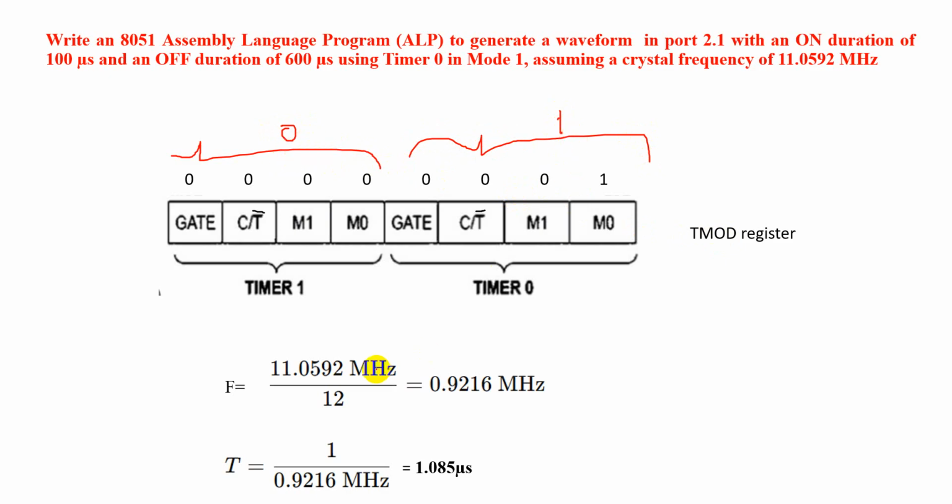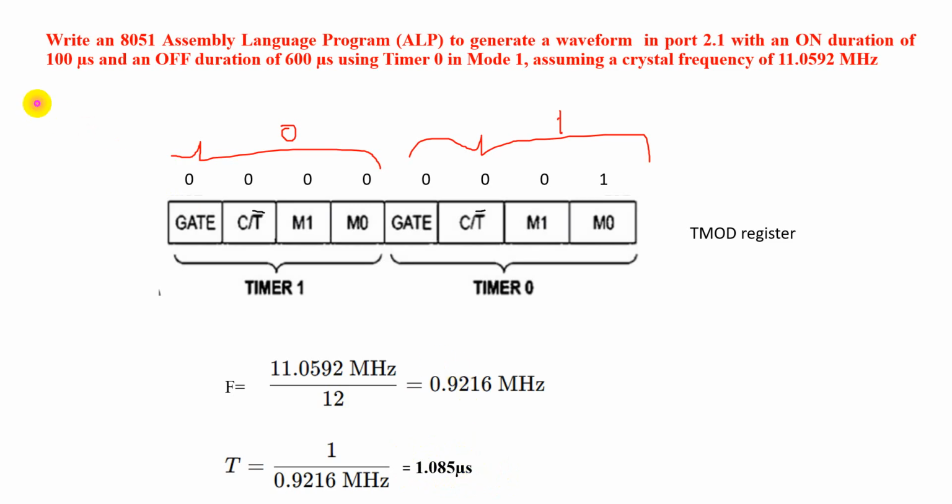Next, our crystal frequency value is 11.0592 MHz. We have to convert it to machine cycle frequency, so we divide by 12. We get 0.9216 MHz. Now we convert it to time: T equals 1 by f. So 1 divided by 0.9216 MHz gives 1.085 microseconds. Every count takes 1.085 microseconds.